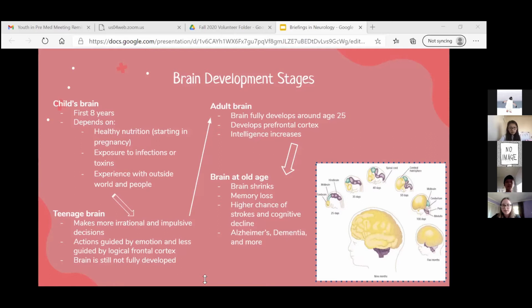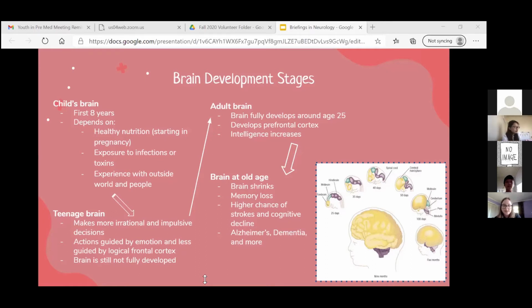Can anybody guess or type into the chat what would be a good way to encourage healthy brain growth for a child? Yeah, so reading is a really good example because it helps set them up for success in school. And this diagram shows how a child's brain changes and develops from 25 days to 9 months.